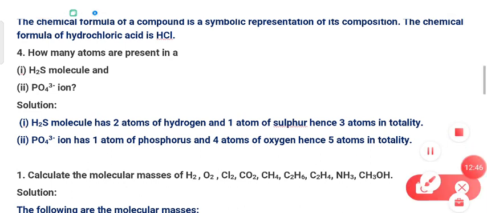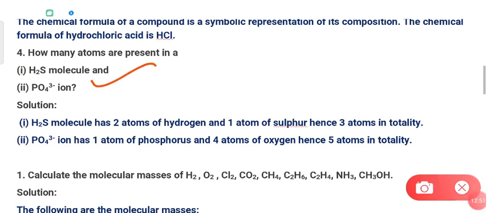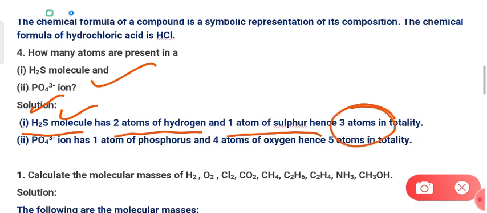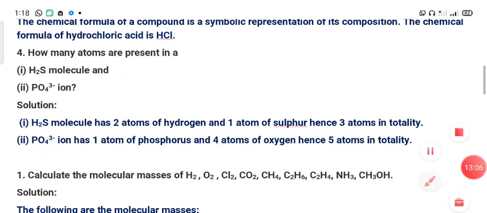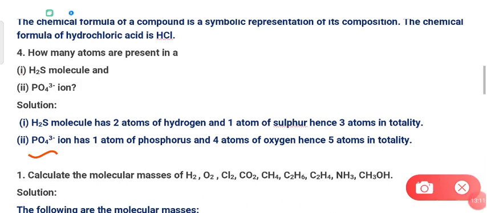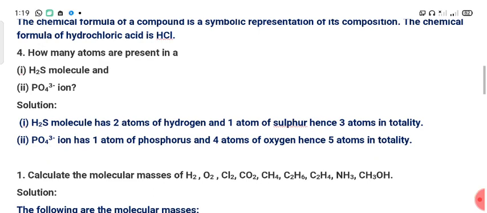So let's look at the number of atoms of different elements in the particular molecule of H2S. In H2S molecule you can see there are two hydrogen atoms and one sulfur atom. So two hydrogen atoms and one sulfur atom, total number of atoms becomes 3. In the same way, in a phosphate ion, you can see there is one atom of phosphorus and 4 atoms of oxygen, so the number of atoms becomes 5 atoms, right?